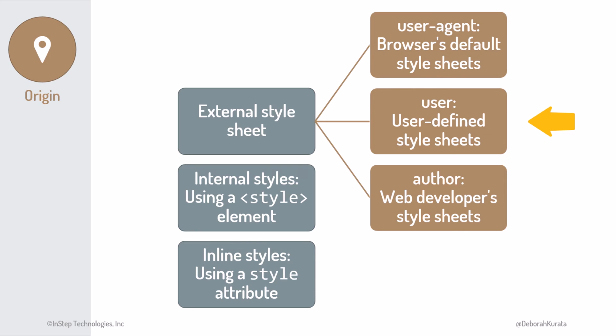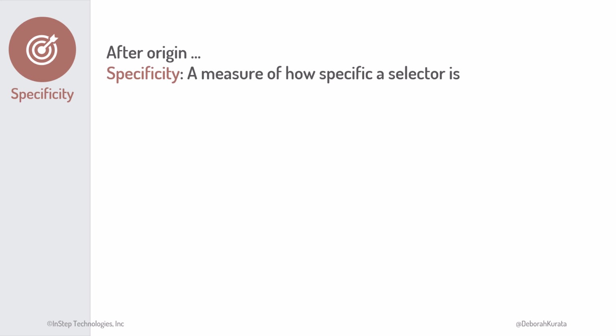The next lowest priority is the user's style sheet. And our style sheets come next. They are the highest priority of the external style sheets. Internal styles defined in the style element are at the same precedence as the external author style sheet. The style attribute on an HTML element has the highest precedence and will be used over all others. If the origin was not enough to determine precedence, the browser then calculates a style rule's specificity.